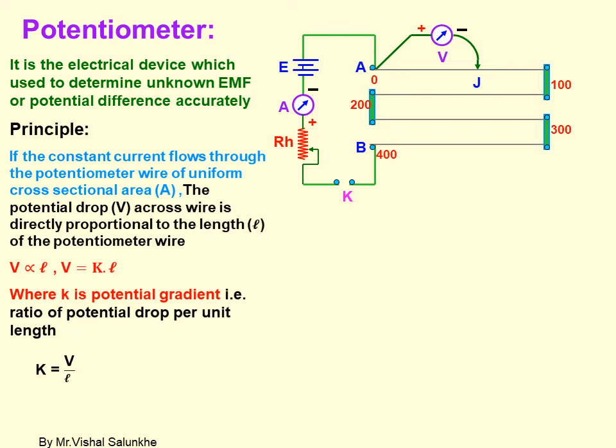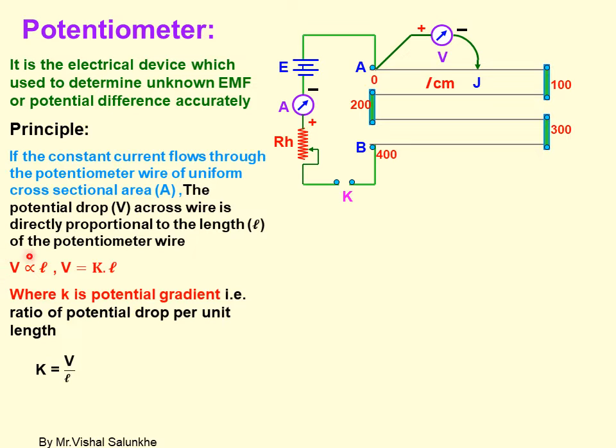So here we can say, as we slide the jockey over this manganese wire, suppose here the potential is showing 100 volt. If you slide the jockey, at this point it may show 80 volt, here it may show 60, here 40, here 10. So in this way the potential drop will increase as we increase the length. So the principle is, the potential drop V across the wire is directly proportional to the length L of the potentiometer wire. Here we can write in mathematical form V is proportional to L. Here V is potential drop. Again, my dear students, you have to understand V is not potential difference.